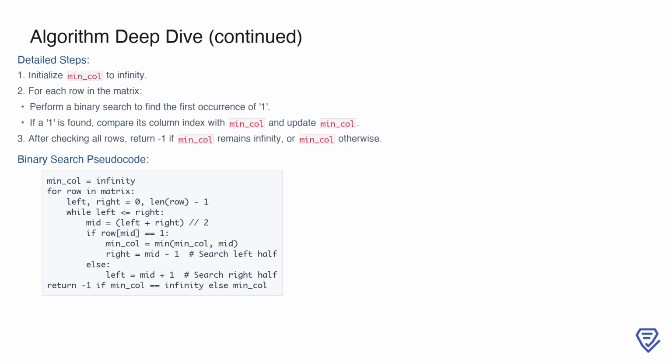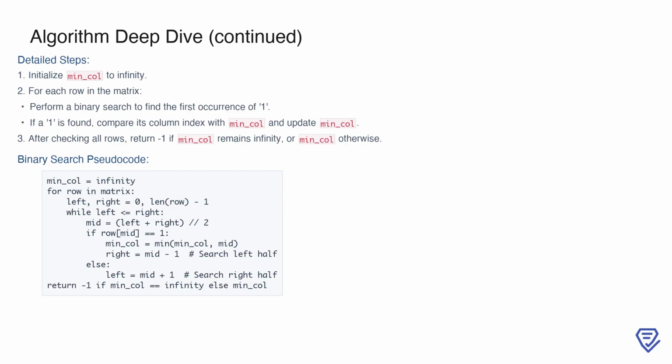First, we initialize min_call to infinity, just like in the brute force approach. For each row in the matrix, we perform a binary search to locate the first 1. If we find a 1, we update min_call to the smaller of its current value or the column index of the 1. The binary search works by dividing the row into halves. If the middle element is 1, we update min_call and continue searching the left half of the row to find an even smaller column index.